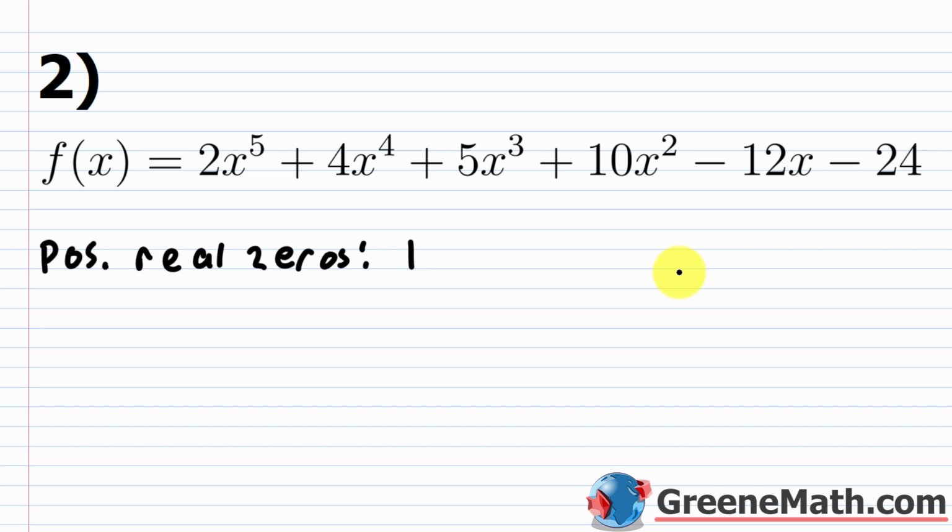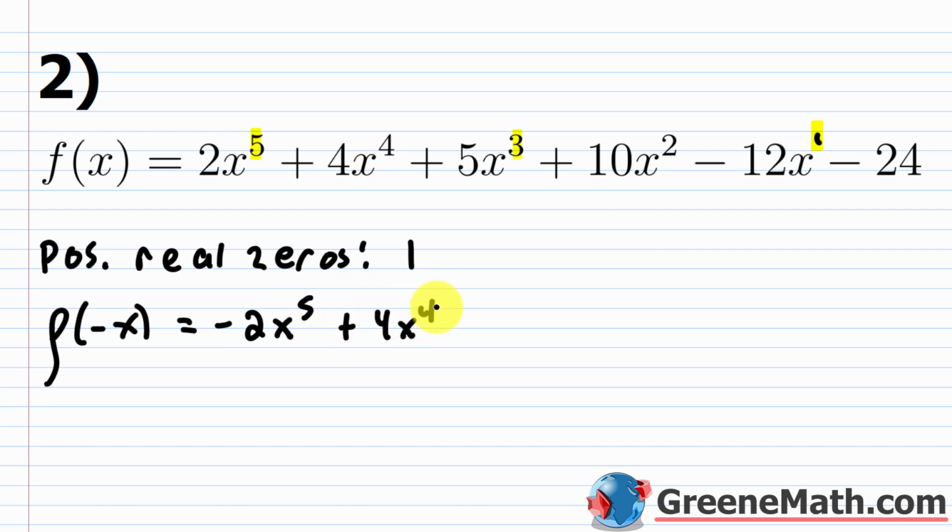Then for negative real zeros, let's go f of -x. Again, you're just going to change the sign of the coefficient everywhere where your exponent is odd. So that's going to be right here, and then this one right here. So let me highlight that. And then this would be -2x to the fifth power, plus this stays the same, so 4x to the fourth power, because the exponent is even there. And then this would be minus 5x cubed. This would stay the same, so plus 10x squared. And then this one's going to change to plus 12x. And then this is minus 24.